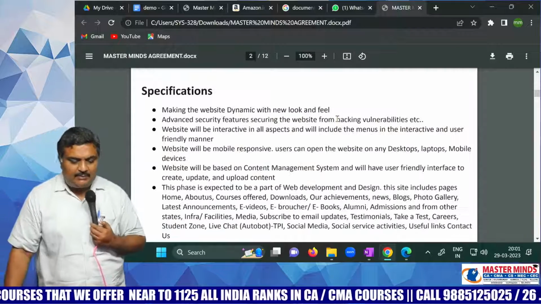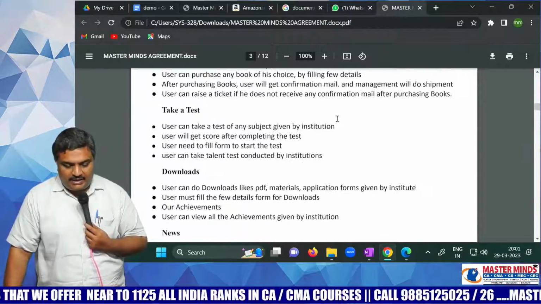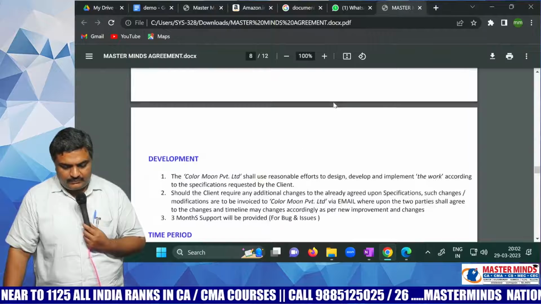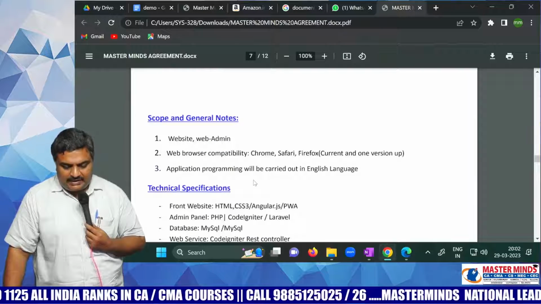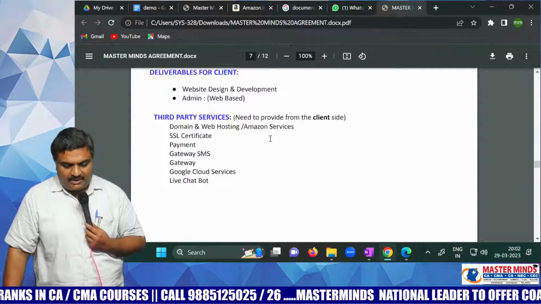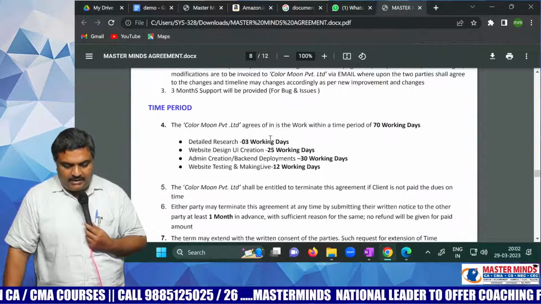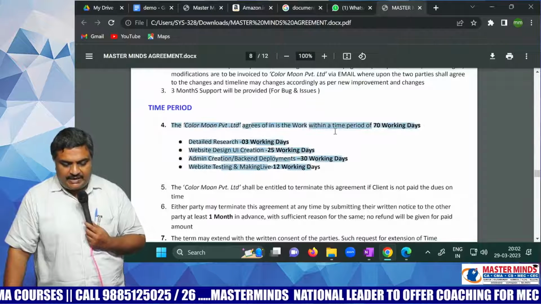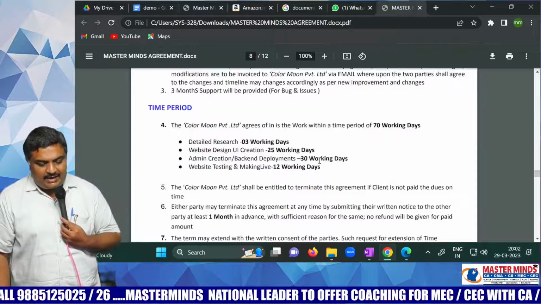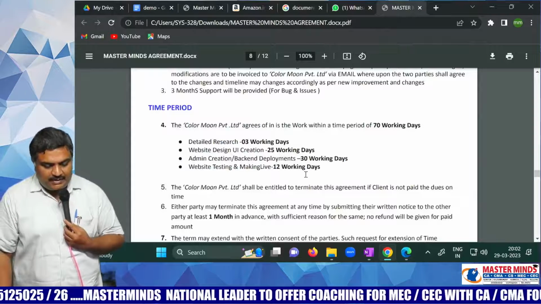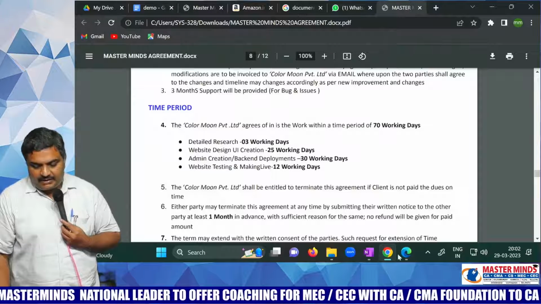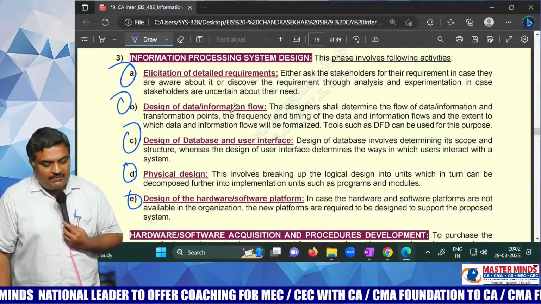See, this is an agreement we made with a software company. Now, what they did, they have given us like this. Deliverable scope on technical specifications they have given, deliverables for client, what third party services they offer, and development. See, the time period they have given. For detailed research, 3 working days, website design and creation, 25 working days, admin creation and backend development, 30 working days, website testing and making live, 12 working days. Okay, in this way they have given to me. Okay, this is about our new website design and all.